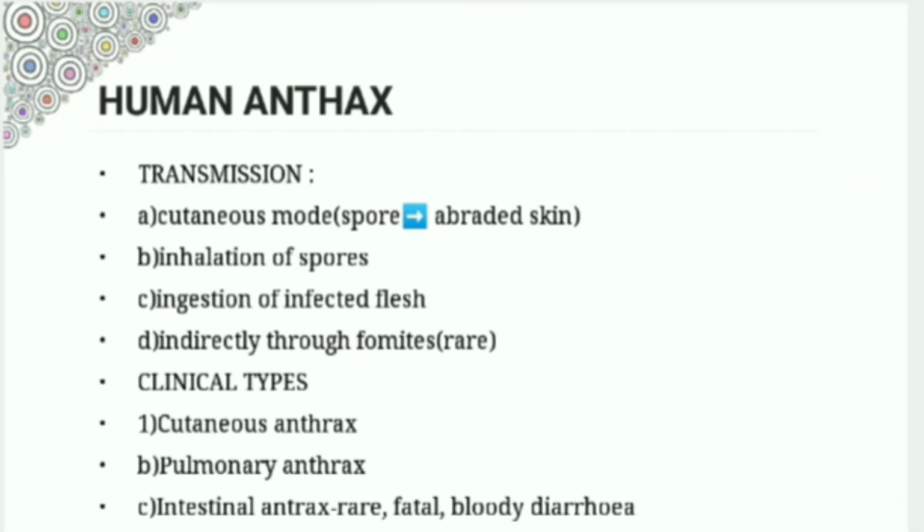First one, by cutaneous mode, that is, a spore enters the human body through abraded skin. Secondly, by inhalation of spores, causing pulmonary anthrax. Third chance of infection is by ingestion of infected flesh. Rarely it can enter indirectly through the vomitus. Human anthrax is of three types: cutaneous anthrax, pulmonary anthrax and intestinal anthrax. The intestinal anthrax is very rare and it is also known as bloody diarrhea.